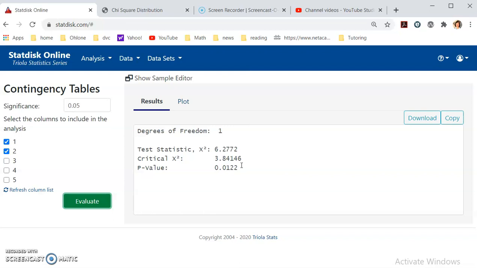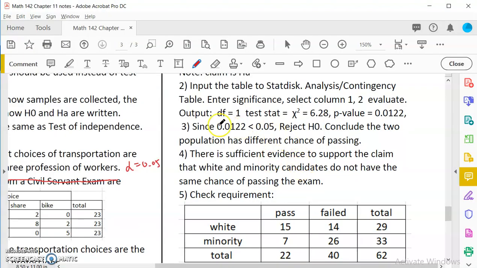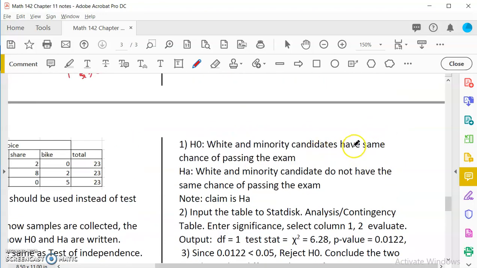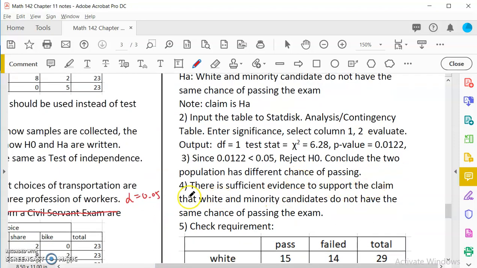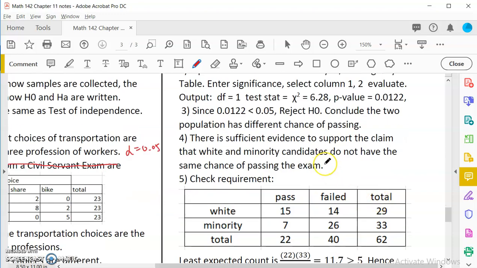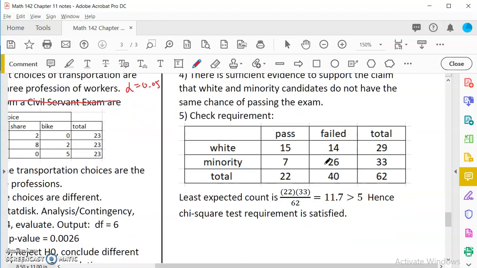This is the expected and the difference of expected and observed count. And then the p-value is 0.0122. 0.0122. So it is really low, right? So come back here, 0.0122 is less than 0.05, so we reject H0. Conclude that the two populations have different chances of passing. And then the final conclusion about the claim is, because we have a rare event, there is sufficient evidence to, what? What was our claim? The claim said that they're discriminatory. So to support the claim that white and minority candidates do not have the same chance of passing, so the exam is discriminatory. And then let's check the requirement of at least 5 for expected count.